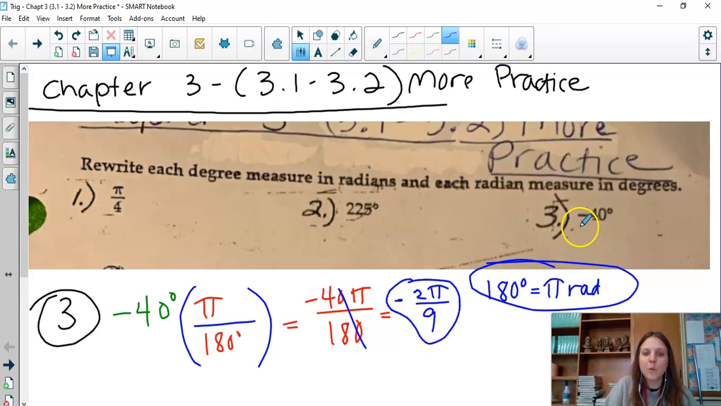Okay, so 1, 2, and 3 will be like that. You're either going from degrees to radians or radians back to degrees.